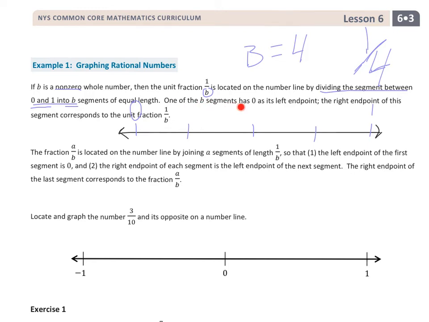One of the b segments has 0 as its left endpoint. Yep, this one right here, 0 is the left endpoint. The right endpoint of this segment corresponds to the unit fraction 1 over b. Well, yes, the endpoint on the right, which is right here, does correspond to 1 over b, 1 over 4.